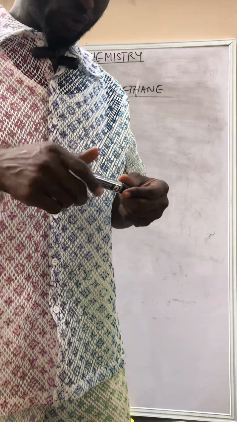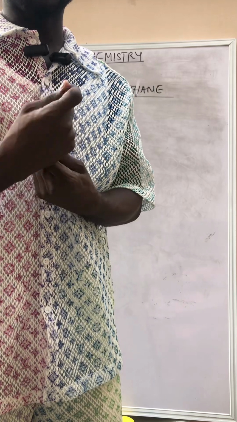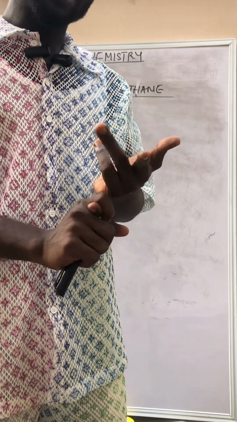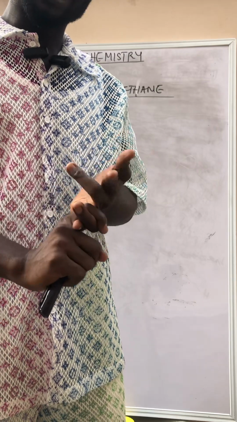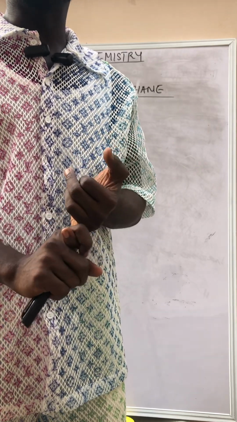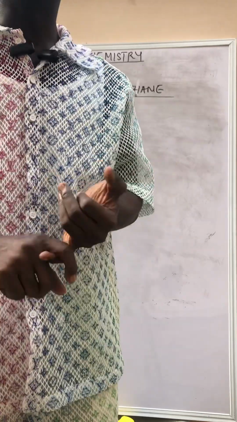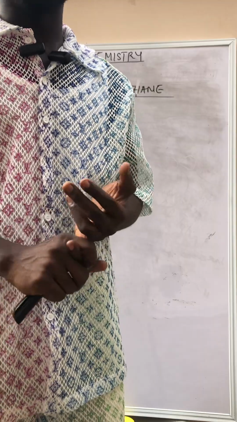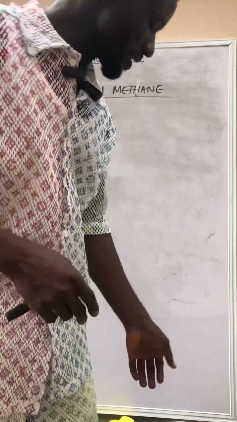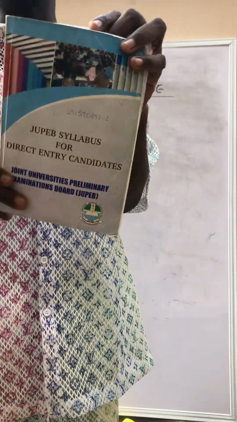So in this class, we are looking at bonds in methane. We need to look at bonds in alkanes, and bonds in alkynes. But we are going to take them in separate classes. So in this one, we want to look at bonds in alkane, and majorly we are going to talk about methane alone, because for this syllabus, we are not going to talk more than methane.